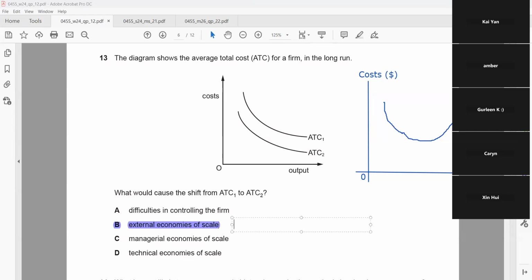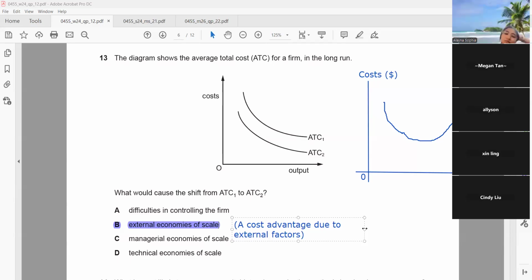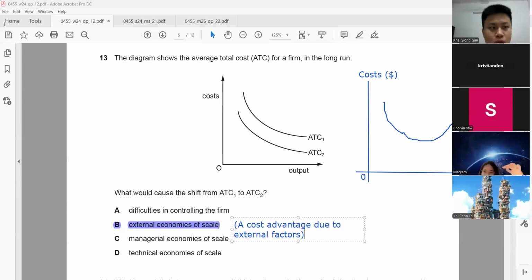External economy of scale means a cost advantage due to external factors. It's nothing to do with your own production. It's not because you produce more and therefore you get a cost advantage. No. How do you know? You see, ATC 1 to ATC 2, right? Your output remains the same, isn't it? But then your cost becomes lower.